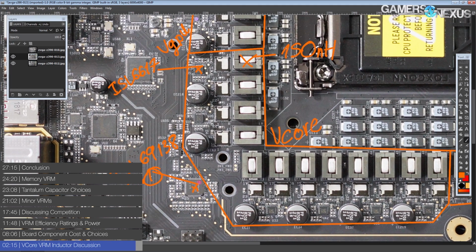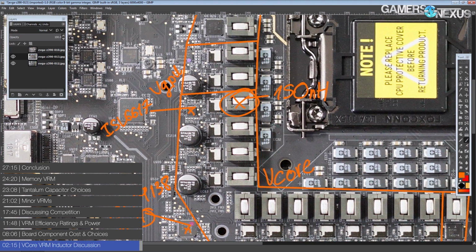Anyway, that's the control scheme here. Ultimately, can we make a judgment from this? Not really. You'd need an oscilloscope to actually measure how much of an impact all of EVGA's control and output inductance decisions have made.